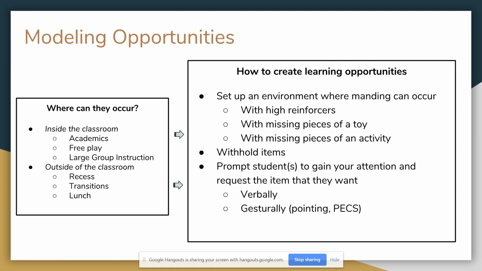In order to create some learning opportunities to teach MANs, it is important to remember these things. If you are setting up a learning opportunity, the item you want the student to ask for should either be very reinforcing or something they may need in order to complete a task. Withhold this item and wait for the student to gain your attention. If they do not, prompt them to gain your attention and request the item that they want. Requesting the item can be in different contexts, such as verbally or gesturally.